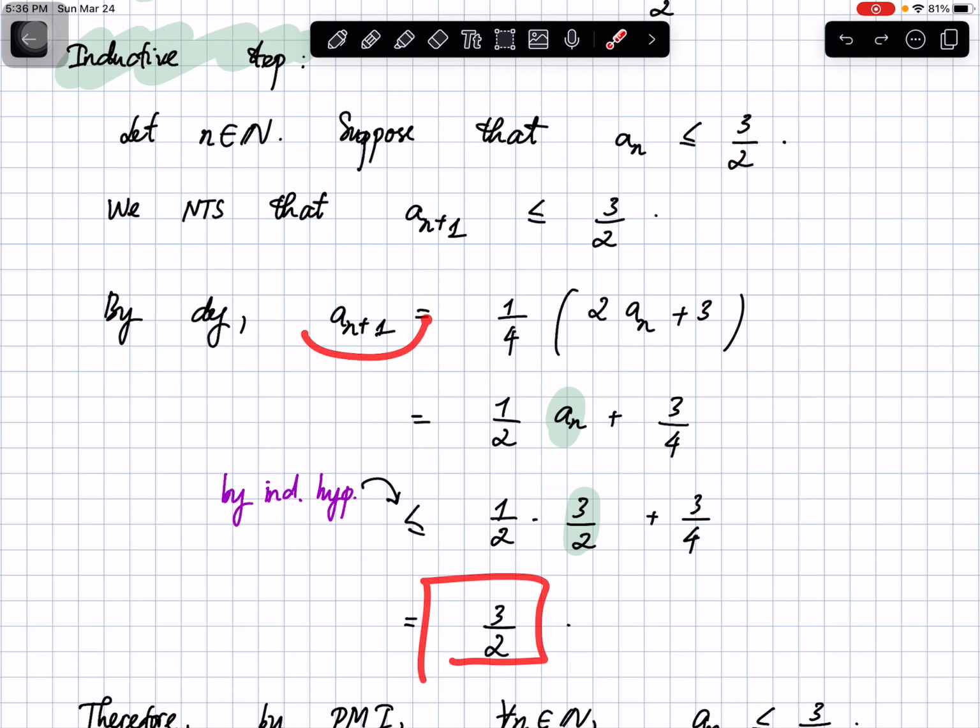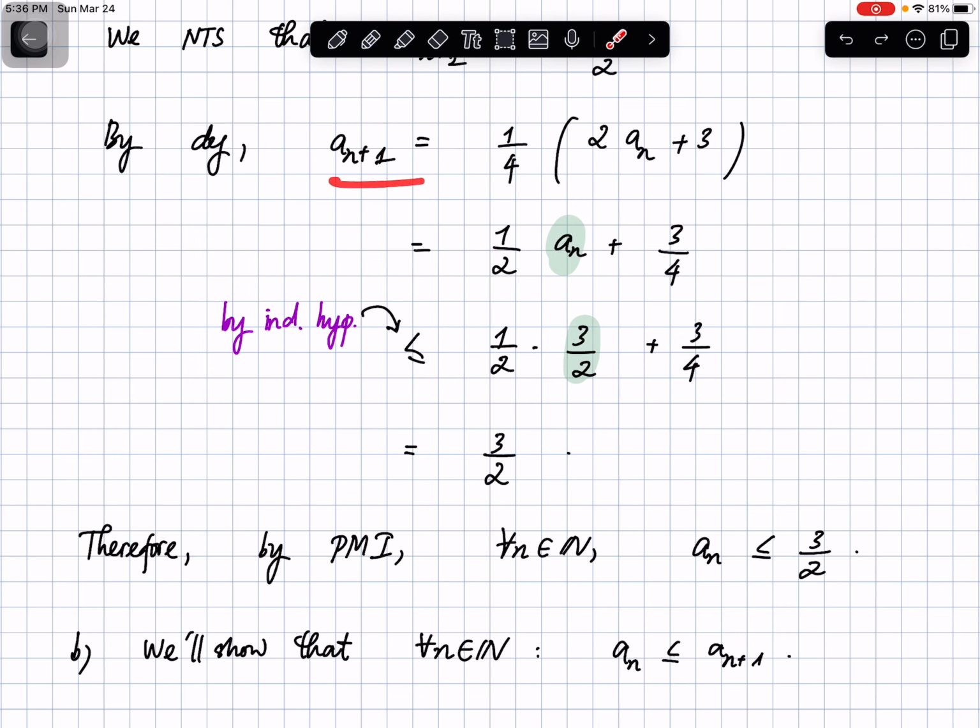Therefore, we prove that a_{n+1} is less than or equal to 3 over 2. So we prove that P(n+1) is true. Therefore, by induction, we did prove that for all natural number n, a_n is less than or equal to 3 over 2. So we are done with part A.